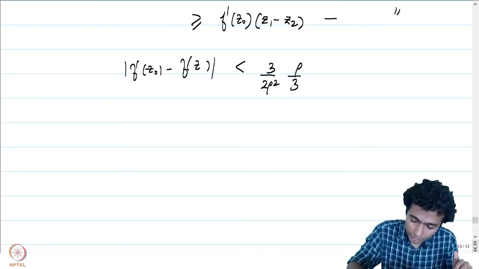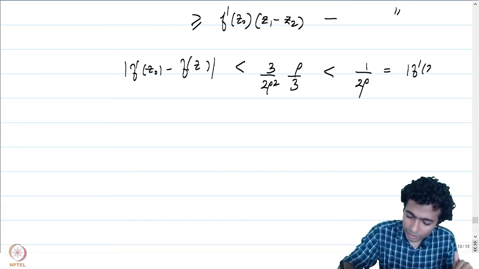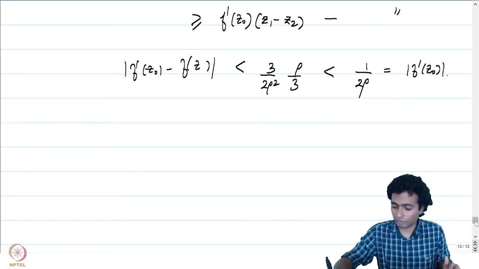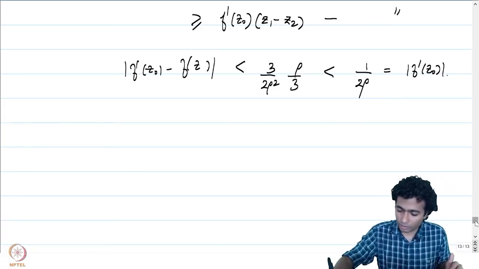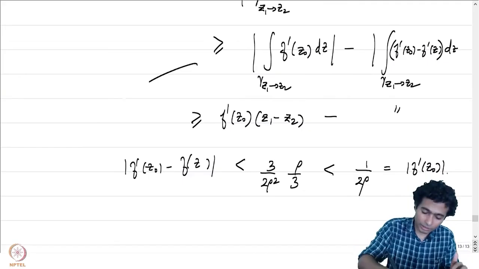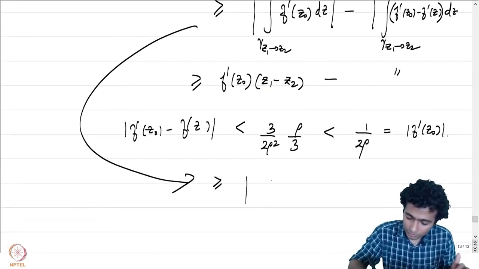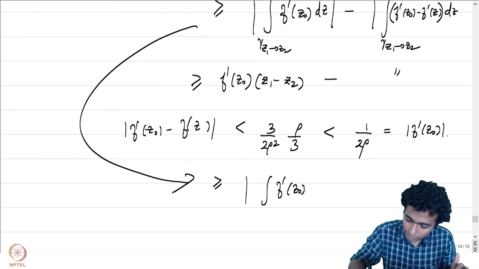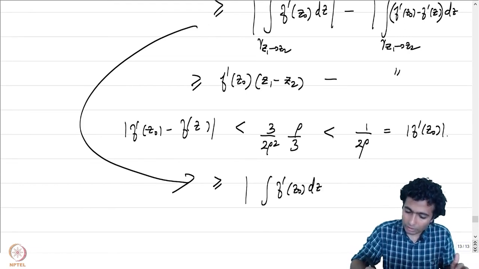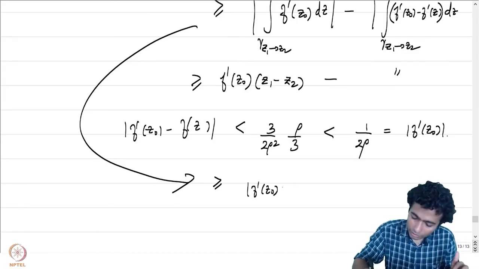So, this is going to be strictly less than 1 by 2 rho. But that's precisely equal to the absolute value of f prime at z naught. That's the choice, right? So we have made all the choices so that it fits perfectly when it is needed. So we'll get back to this inequality. The inequality here tells us that this is greater than or equal to the absolute value of the integral of f prime of z naught dz, which I have already captured in the form of mod of f prime of z naught times z1 minus z2.